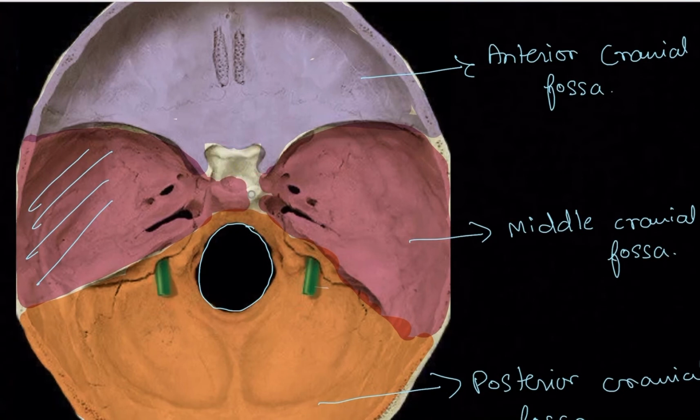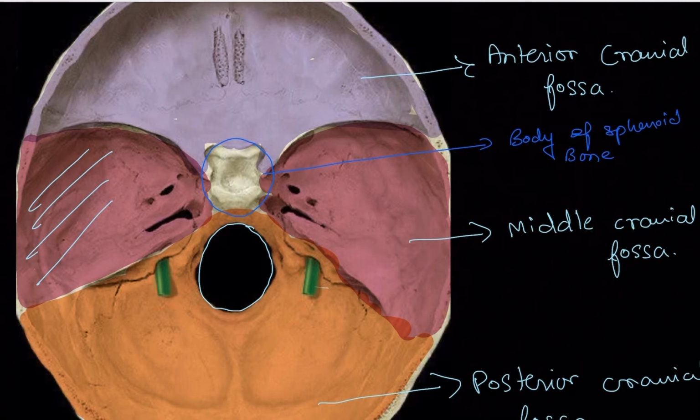So I'm erasing this part. You see this thing in between? This is the body of the sphenoid bone. Okay, so this is the body of sphenoid bone. I'm explaining these things over here because in the next slide we'll be doing what the dural venous sinuses are. And for you to understand it very clearly, you need to know what things are situated where. Okay, so this is the body of sphenoid bone.